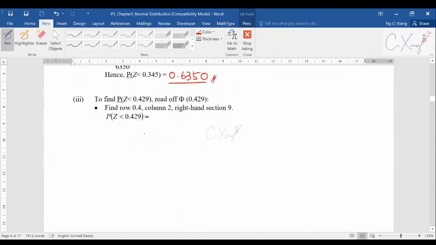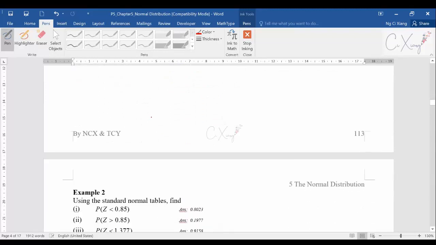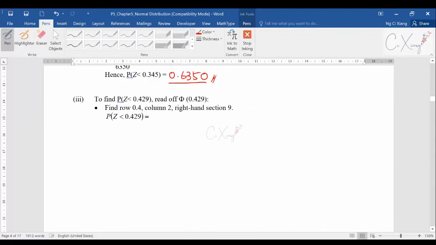Okay, so for part number 3, you can try on your own. What is the value for 0.429? What is the value for Z smaller than 0.429? Okay, so maybe you can try out on your own and see. What do you get? You should get 0.666, if I didn't make a careless mistake. Okay? All right. So this is how we use the A-level normal distribution table.